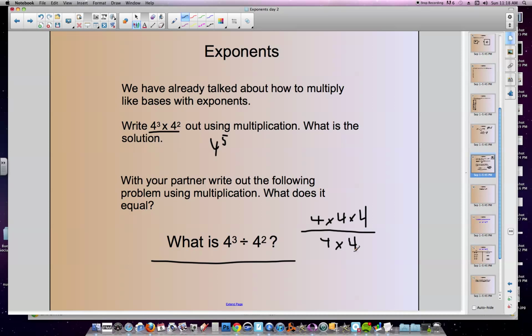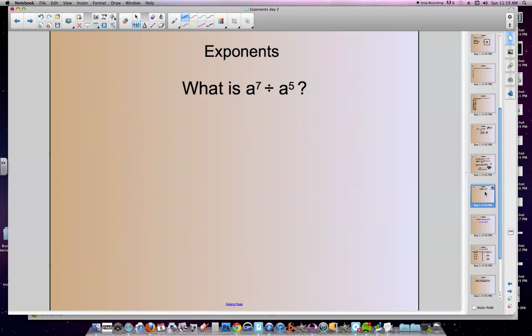All right, well, here's what we have here. We have 4 divided by 4. Well, what is 4 divided by 4? It's 1. It cancels out, right? And so we're multiplying that by another 4 divided by 4. Well, what is 4 divided by 4? It's 1. Cancels out. So really, we have 1 times 4. Well, what does that equal? That equals 4, or 4 to the first power. And yes, we could have gotten that by saying, well, that's just 3 minus 2. That must be 4 to the first power.